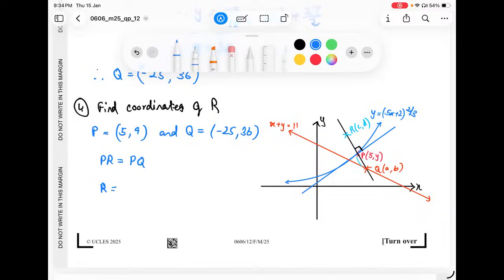So it's going to be the same. So from 5 to negative 25, what is the length? That's going to be negative 30. And since we know that it's negative 30 from the 5, you just add that negative 30 over there.